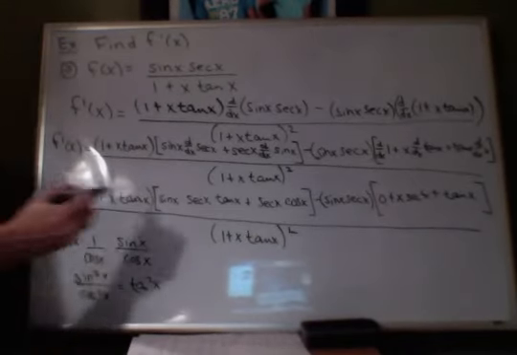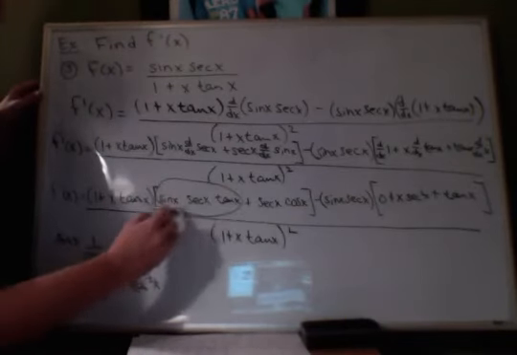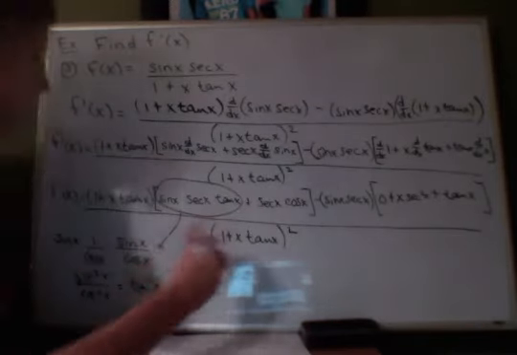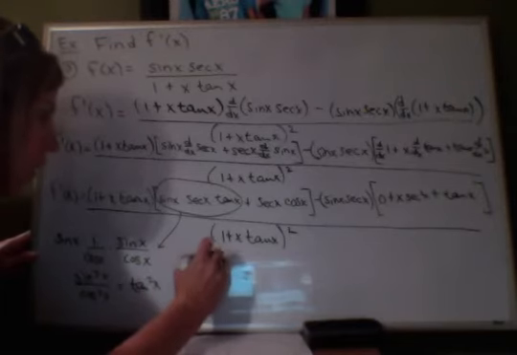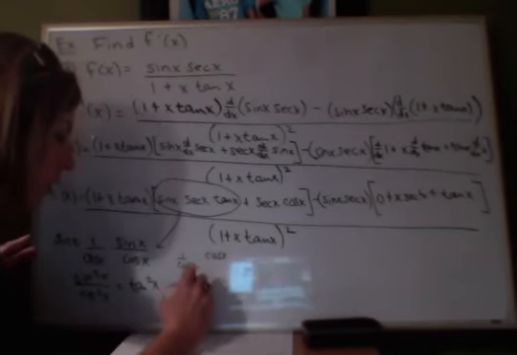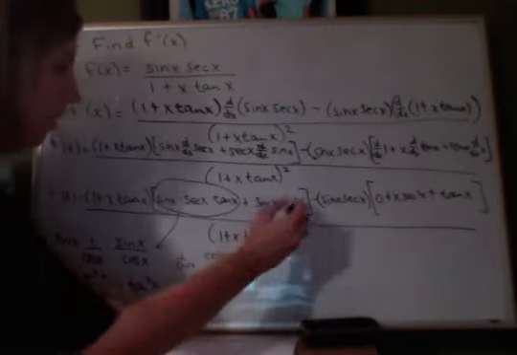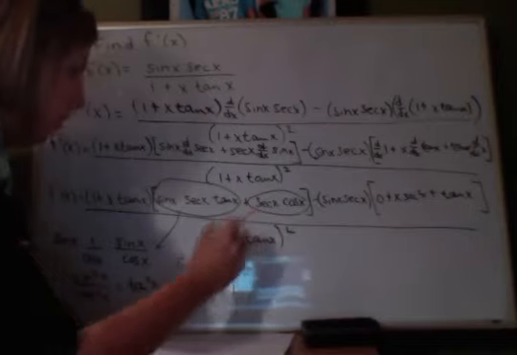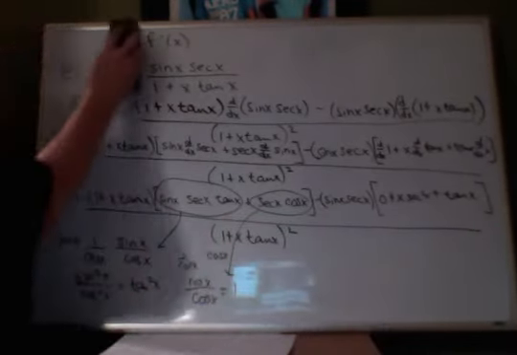Okay, so that is this part here. Okay, and if we think about secant cosine, secant is 1 over cosine times cosine is going to give us cosine over cosine, which is just 1. So this part of the expression becomes 1. Okay? All right, I'm going to have to erase some up here at the top.